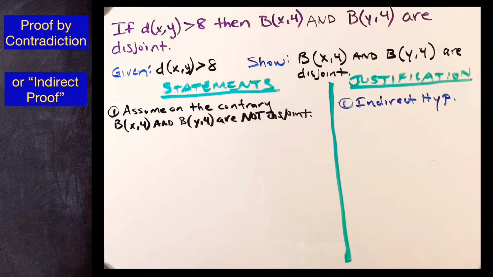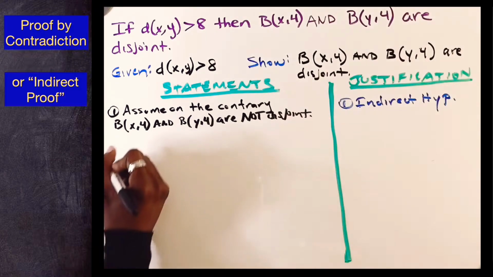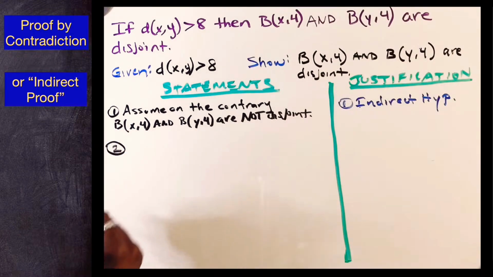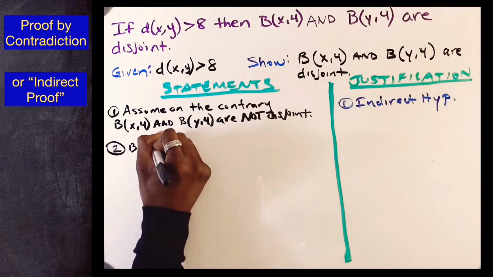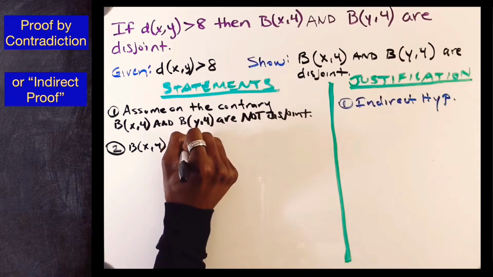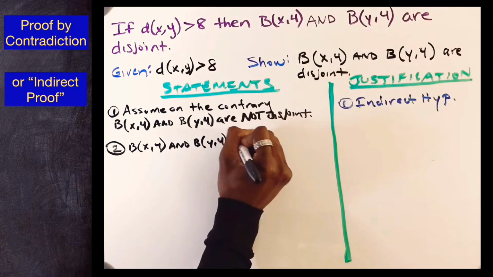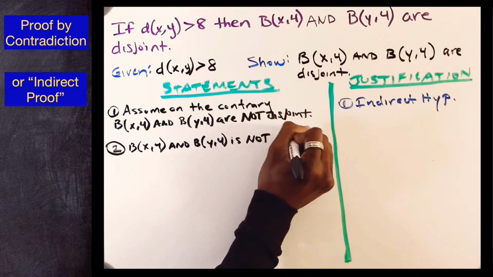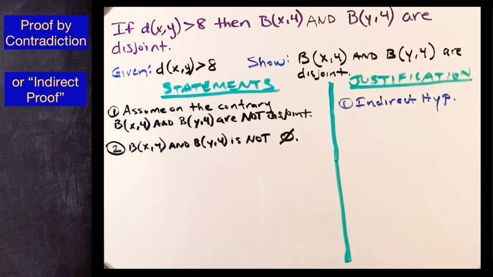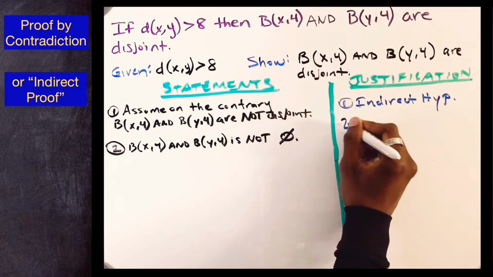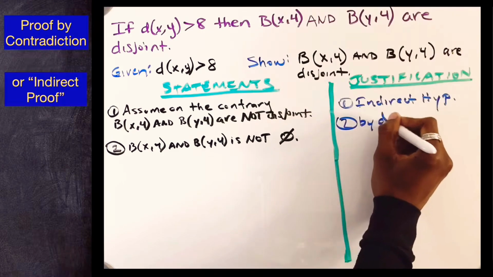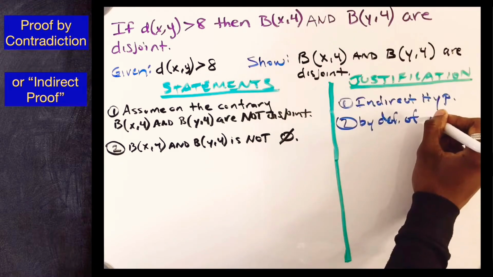However, take a look at line 1. Line 1 says that the balls are not disjoint. So, if we were looking to build from that statement, we can say for line 2 that the ball from X to 4 and the ball from Y to 4 is not an empty set. So I'm going to write for our second justification by the definition of disjoint.